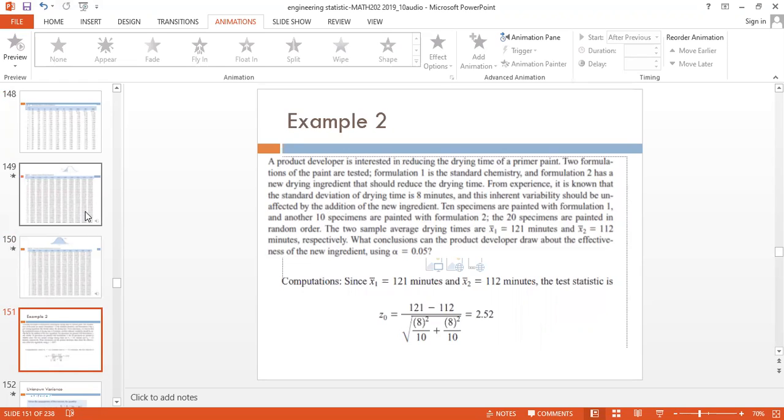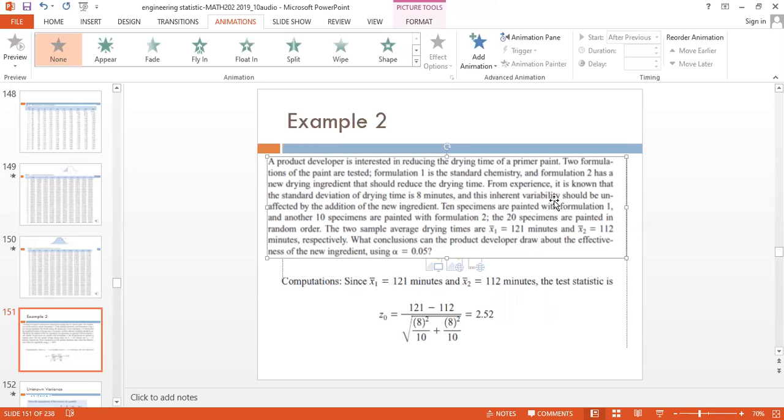It says a product developer is interested in reducing the drying time of a primer paint. Two formulations of paint are tested. Formulation 1 is the standard chemistry, and Formulation 2 has a new drying agent that should reduce the drying time. From experience, it is known that the standard deviation of drying time is 8 minutes. So the standard deviation of the population in this case is known, and this inherent variability should be unaffected by the addition of the new ingredients.